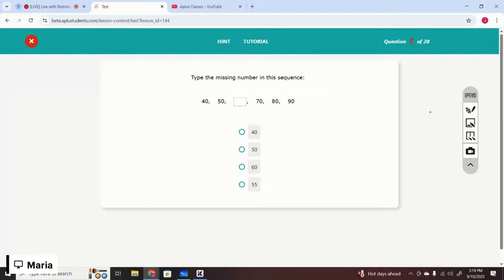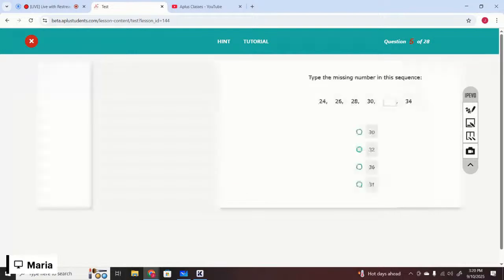Type the missing number in the sequence. 40, 50, 60. Option number 3 is the correct option. 60.